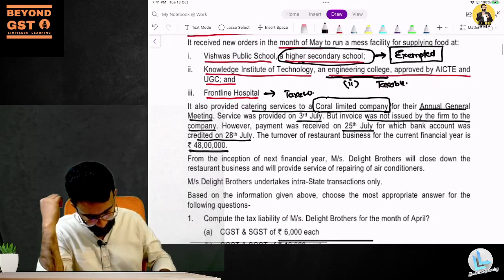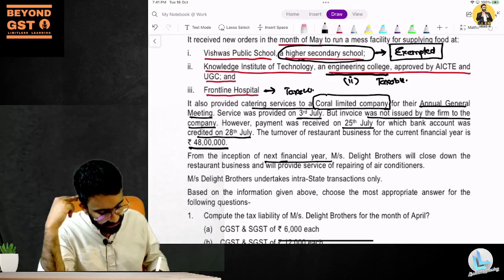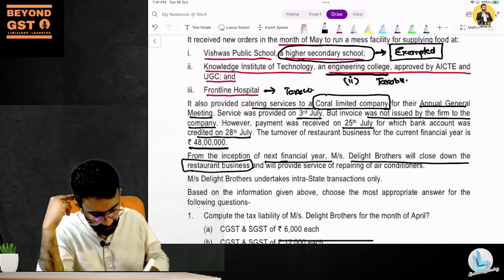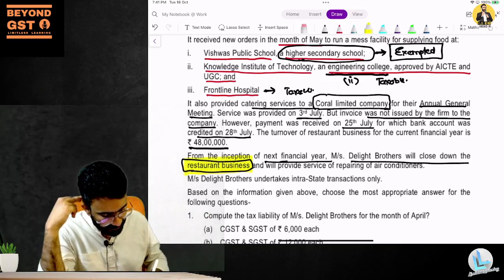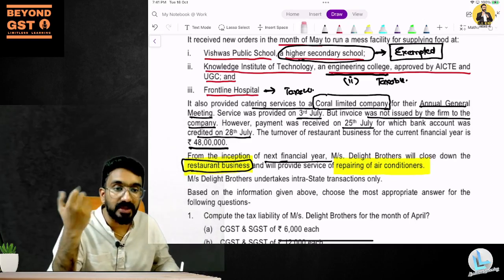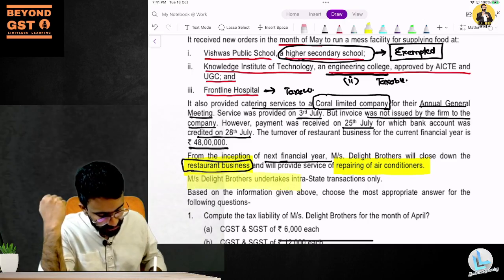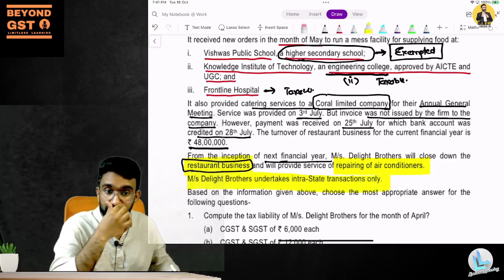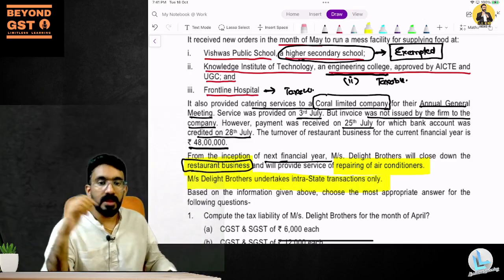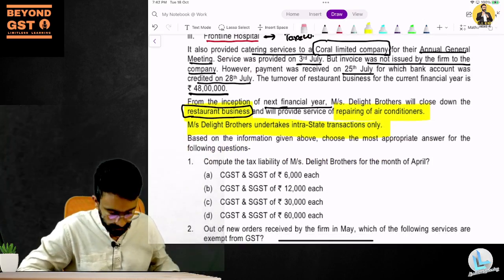Turnover is 48 lakhs. From the inception of the next financial year, Messrs. Delight Brothers will close down the restaurant business. They are stopping their restaurant business. And they will start providing repairing of air conditioners. They are changing their business to repairing of air conditioners. Messrs. Delight Brothers undertakes intrastate transactions only. So there's a condition that if they opt for the composition levy scheme, they should only do intrastate transactions. Based on the information given above, choose the most appropriate answer for the following questions.